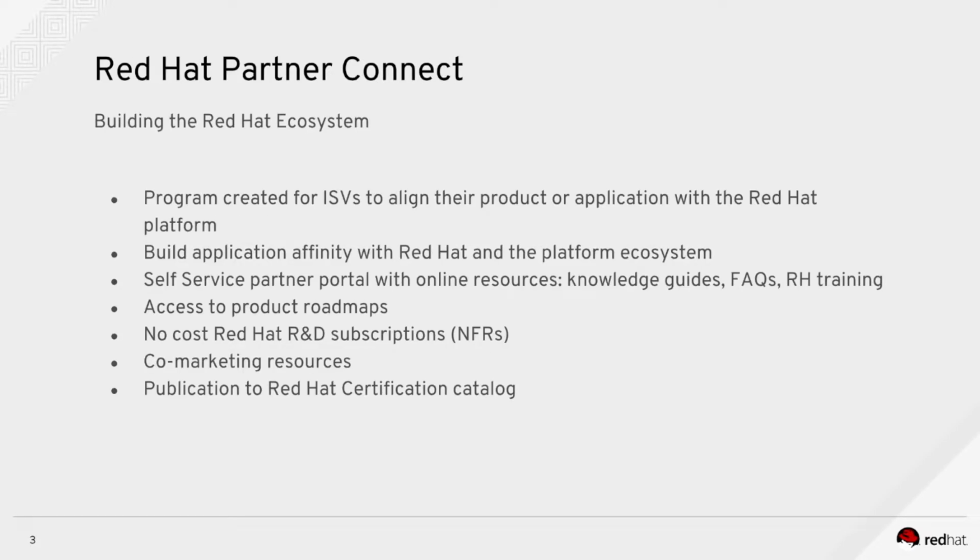The program was put together about 15 years ago to ensure that ISVs and Red Hat would have a way to cooperate around new and emerging technologies. The intention is to build an affinity with the Red Hat product portfolio and leverage that cooperation as a marketplace advantage. In order to accomplish this, we created a self-service portal to provide product information, knowledge guides, FAQs, and Red Hat training and other resources for the partners. The portal is called Red Hat Connect and is commonly referred to as Connect.